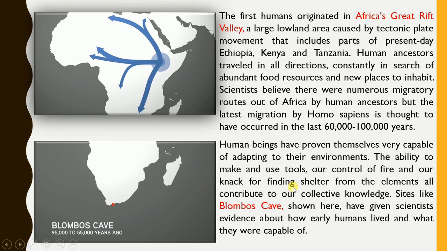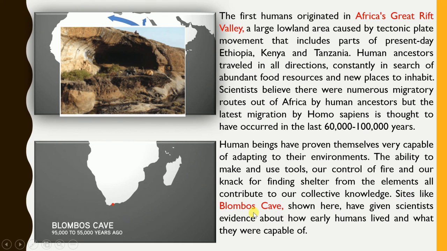The ability to make use of tools, control of fire, and the knack of finding shelter from the elements all contribute to collective knowledge. This is how the emergence of Homo erectus, the wise man, happened. This is how knowledge emerged in our brains, and we got the ability to live a settled life.